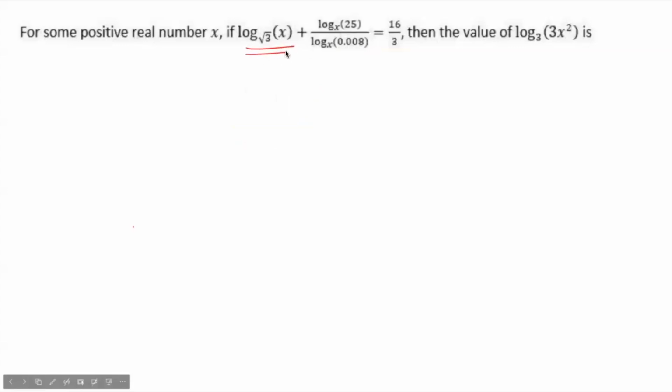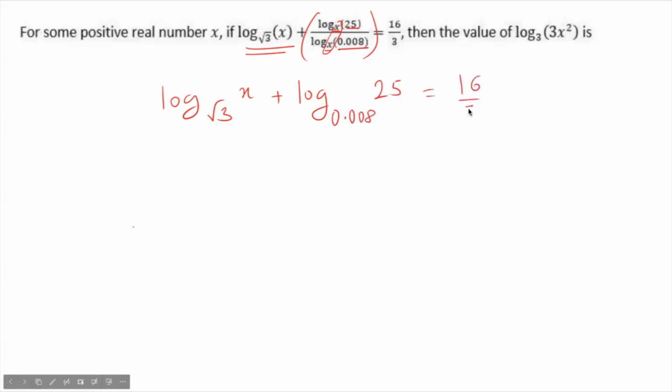Right now, we keep the first part as it is. We don't disturb it. So let's write it as log of x to the base root 3 plus, this is your property of common base, right? Log of 25 to the base x, log of 0.008 to the base x. The base is common, right? So we can write this as log of 25 to the base 0.008. The right hand side, I'm keeping it as it is, as 16 by 3.